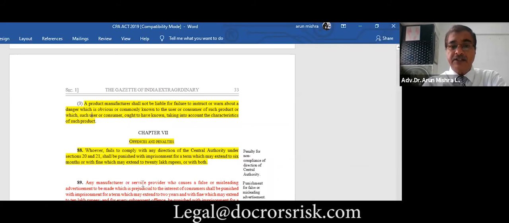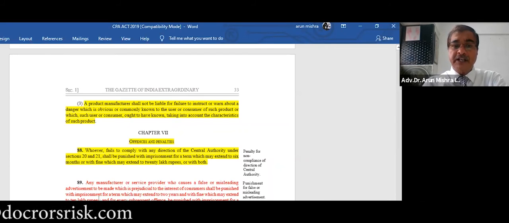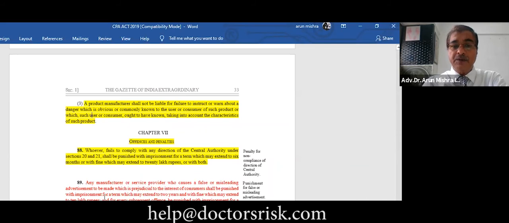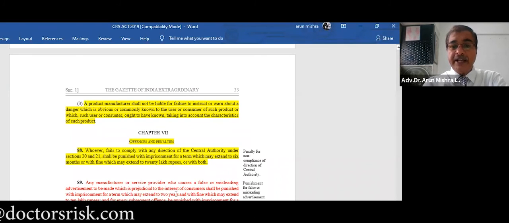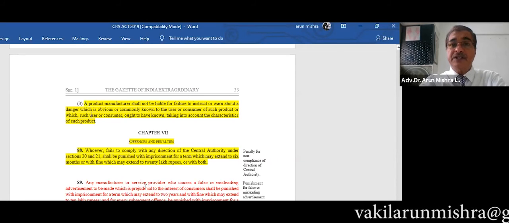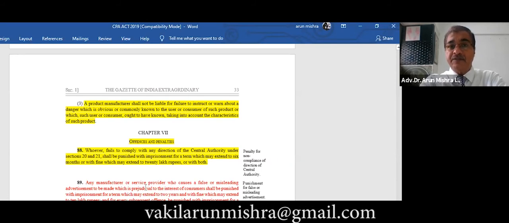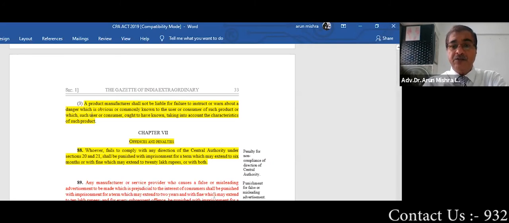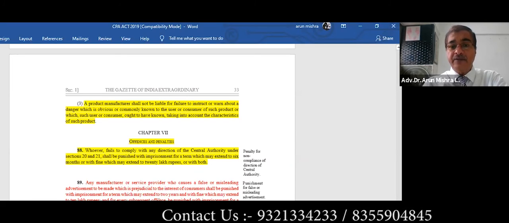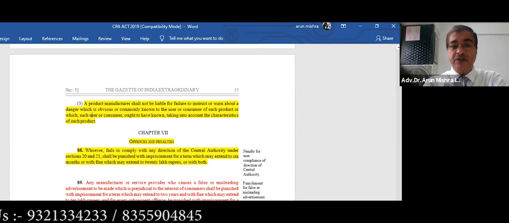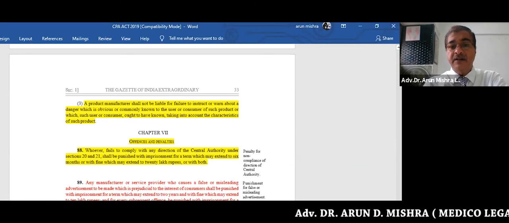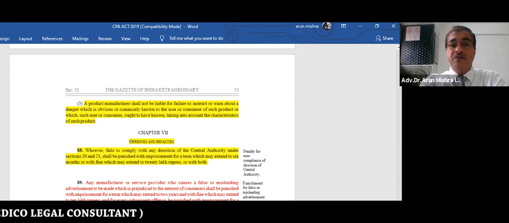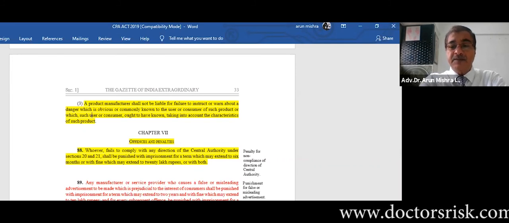Now, what does the law say? Any service provider who causes a false or misleading advertisement to be made, which is prejudicial to the interest of a consumer, shall be punished with imprisonment for a term which may extend to 2 years. So for misleading advertisement, it is not only a 10 lakh and 50 lakh rupees penalty, but also 2 years jail punishment, and a fine which may extend to 10 lakh rupees. For every subsequent offense, punishment is imprisonment for a term which may extend to 5 years, with a fine which may extend to 50 lakh. Friends, misleading advertisement is taken very heavily under the CP Act.